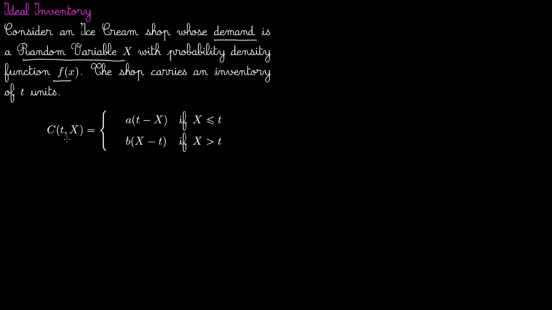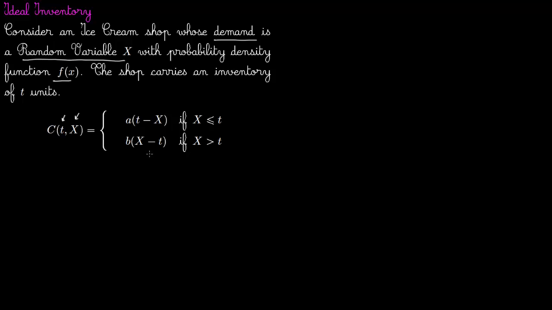Now the cost is a function of the units it carries and the random variable. So if the demand x, the random variable x, is less than or equal to the inventory you carry, t units, then the cost is a times t minus x. On the other hand, if the demand is greater than the units you carry, there is still a cost associated with it, which is b times x minus t.